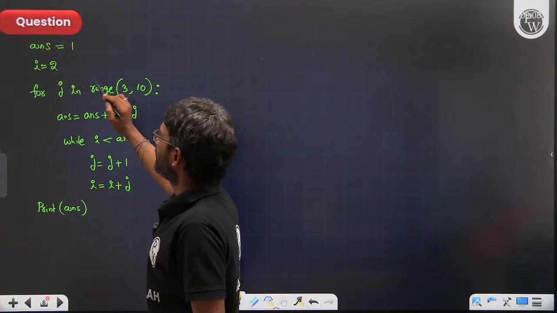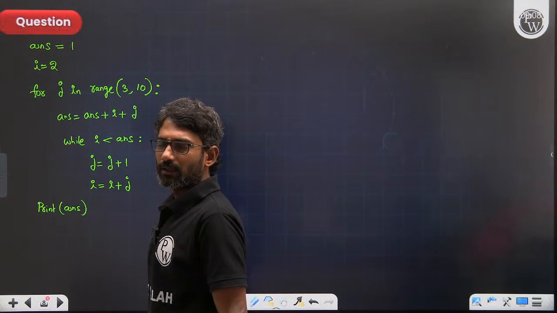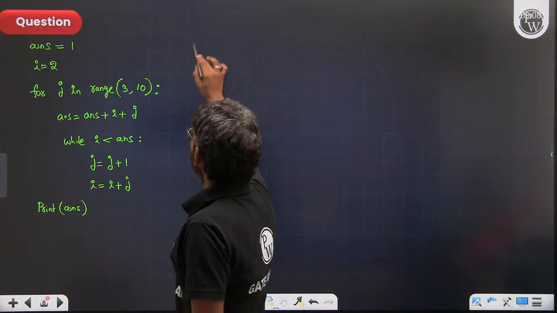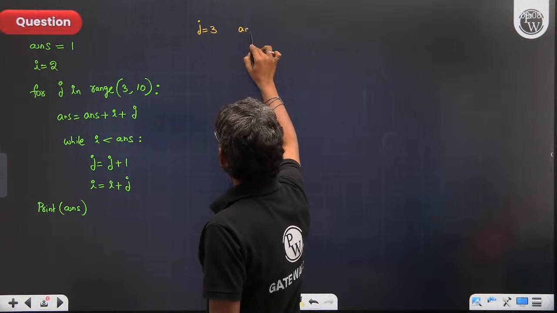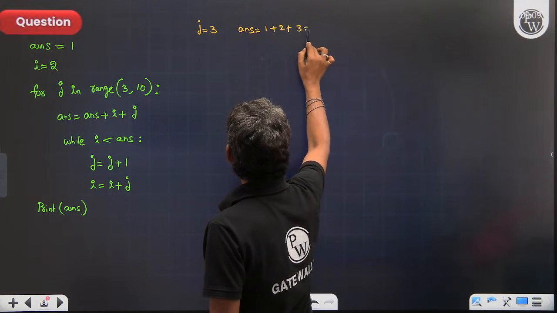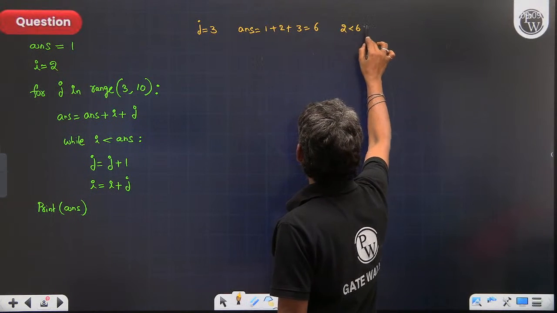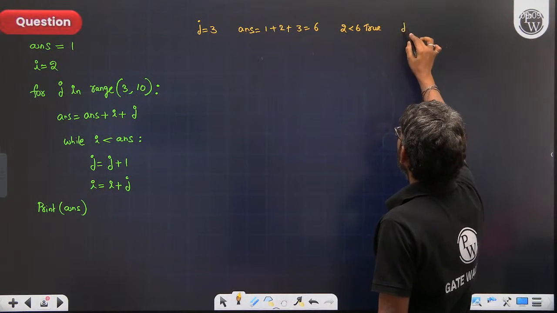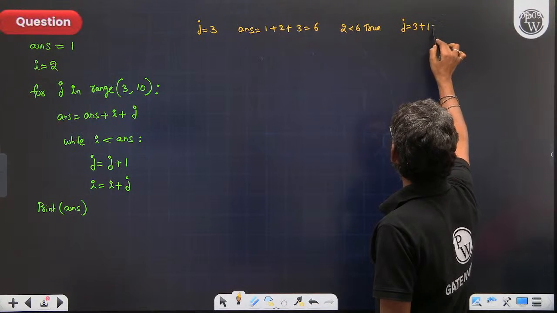ANS is equal to 1, I is equal to 2, for j in the range of 3, 10. Here step is not given, so the default step value will be 1. So j will be 3. Now ANS is equal to ANS plus I plus j, what is it? 2 plus j, that is 6. While I less than ANS, 2 less than 6, true. J is equal to j plus 1. What was j? 3. So j becomes 3 plus 1, that is 4.